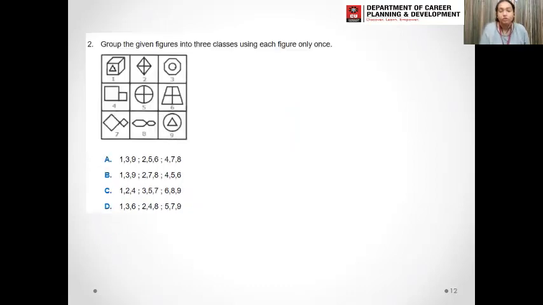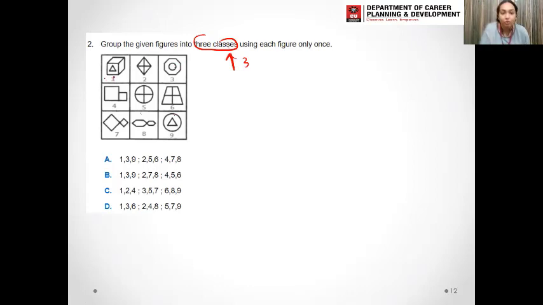Next one. So we have this image. We have to form only 3 classes, but we have 9 images. That means one class will contain 3 images. So one will be collected.